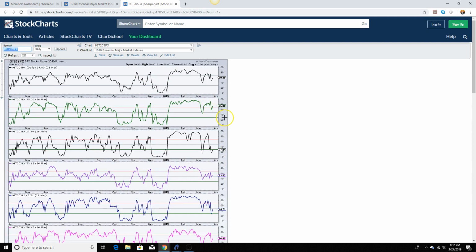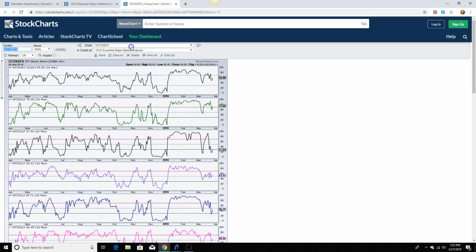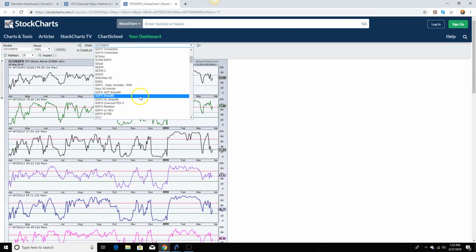So technology looks interesting to me. Energy and utilities are looking pretty strong. Let's go look at a longer term picture.